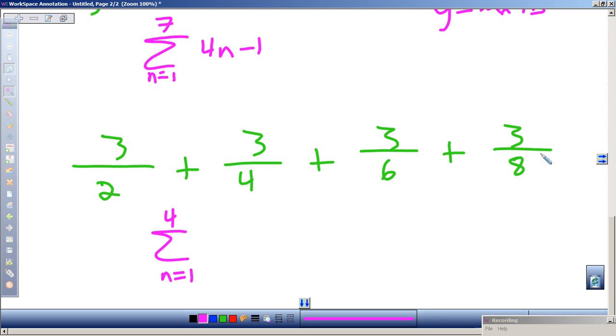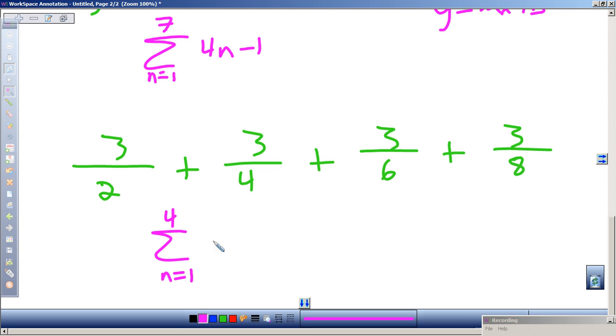So 3 halves, 3 fourths, 3 sixths, 3 eighths. Is it approaching some number in the long run? So is this divergent or convergent? It's convergent if we kept going with the pattern, which means it's not linear. However, is part of it linear? Which part? Okay, yeah, the denominator.